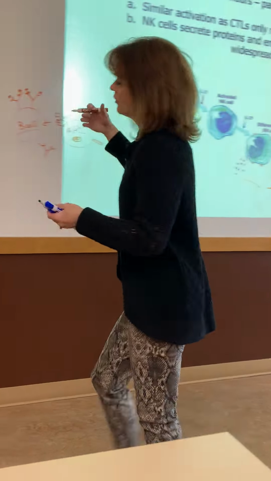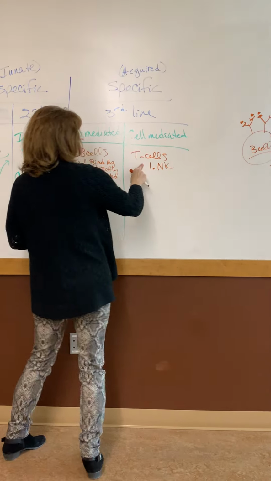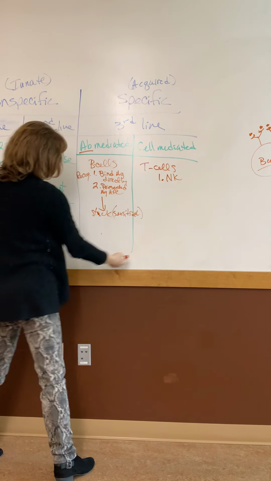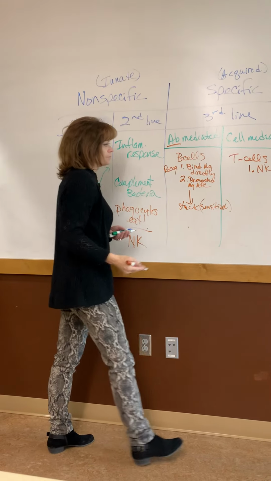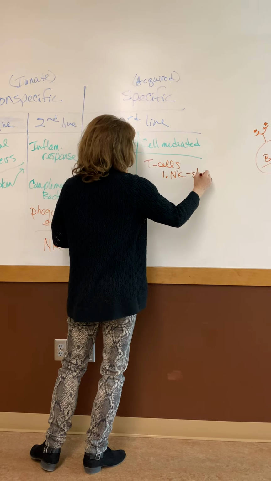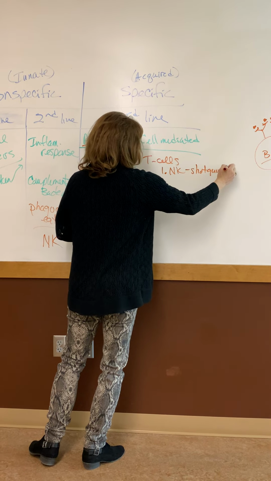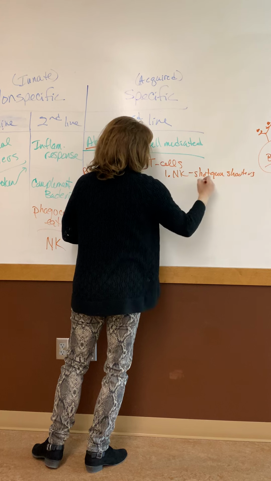But they're out there all the time. They're out there working. They're of a T cell family. We talk about them here, but they really do their work over here. So these are our shotgun shooters. Collateral damage.